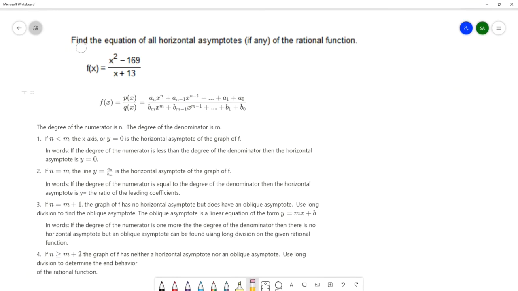On this question, we want to find the equation of all horizontal asymptotes of the rational function. And the rational function we have is f of x equals x squared minus 169 over x plus 13. Now, in this example, we're going to be finding the horizontal asymptotes in an algebra class. So the actual math behind finding horizontal asymptotes involves an operation called the limit, and that's something that you learn how to do in calculus.